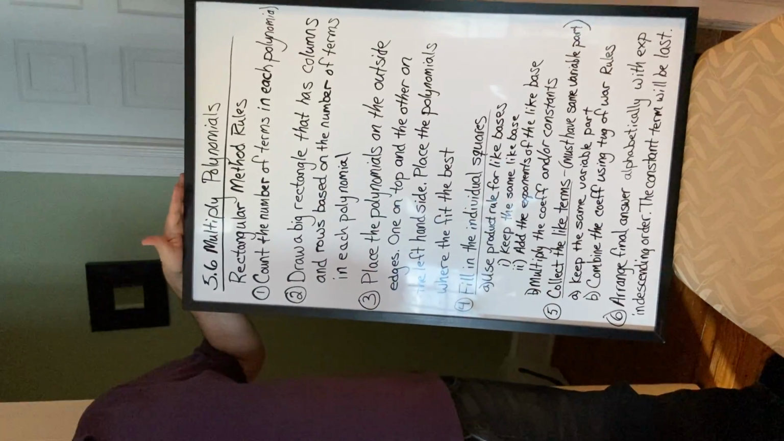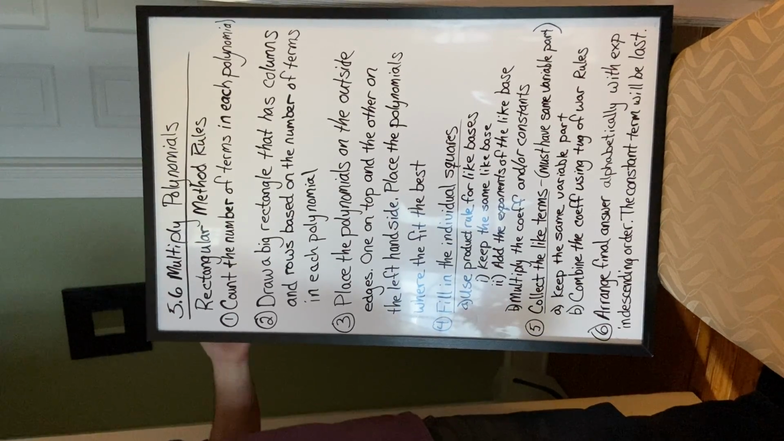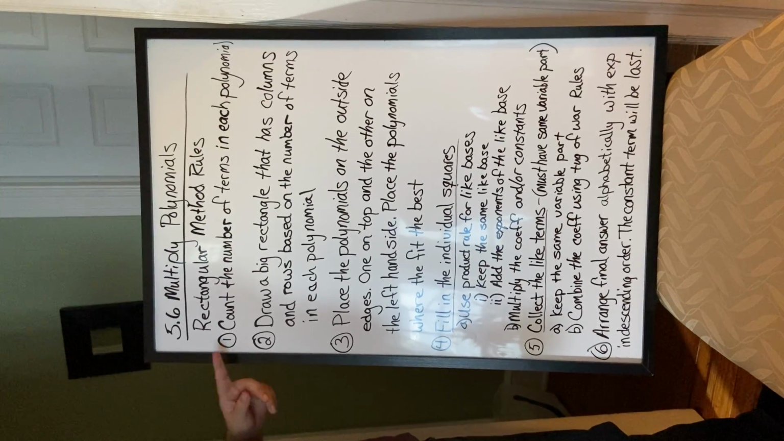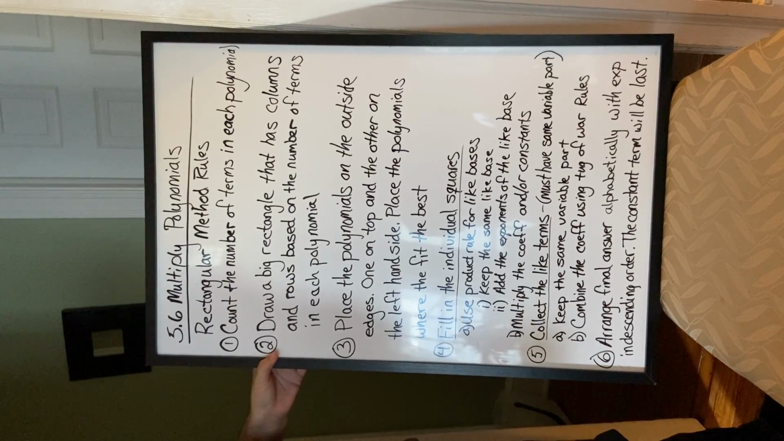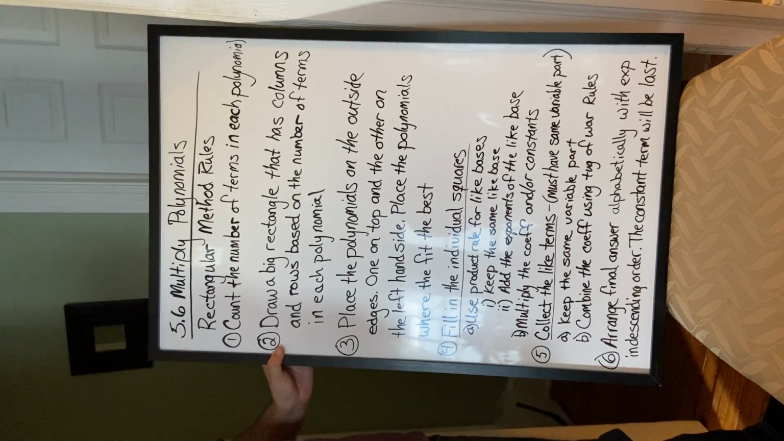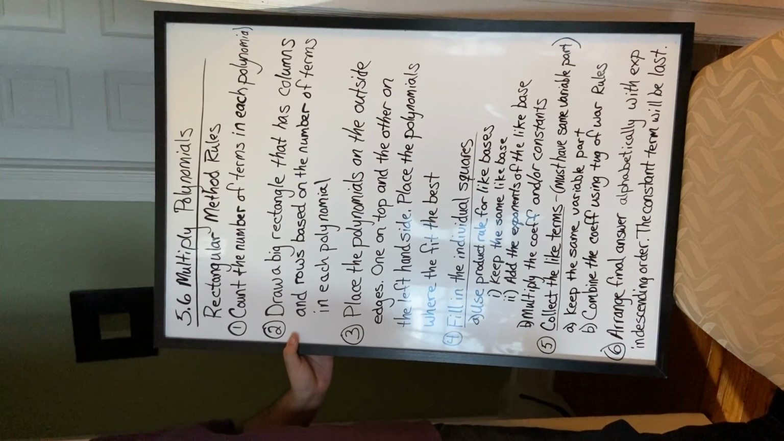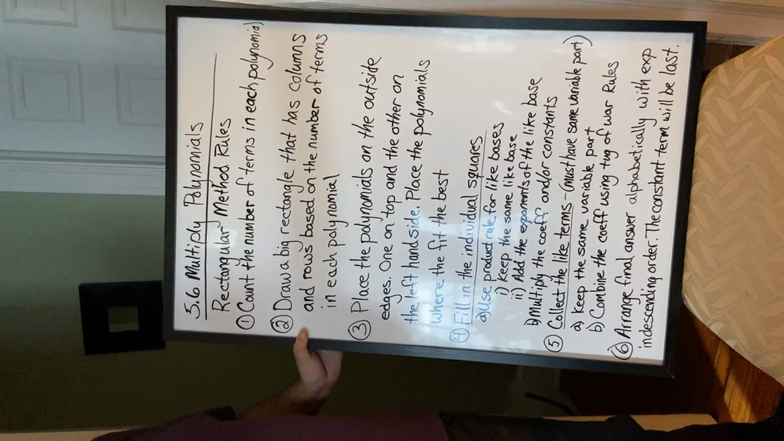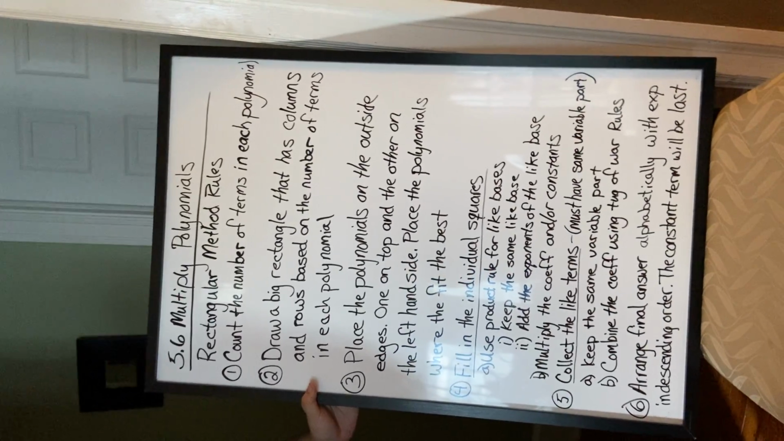Multiplying polynomials. When you are doing the rectangular method, you're going to count the number of terms in each polynomial. Make sure you know if it's a binomial or a trinomial or has 4 terms, because we're going to draw a rectangle with columns and rows. It's going to look like a spreadsheet, with columns and then rows going across, based on the number of terms in each polynomial.